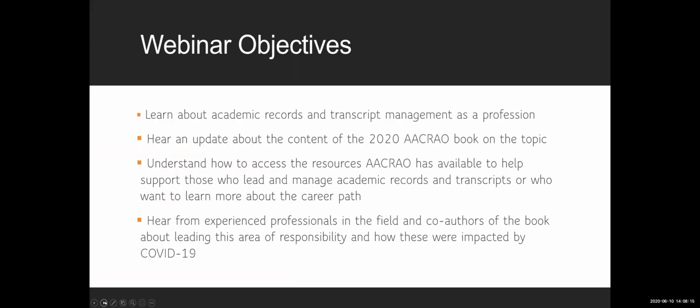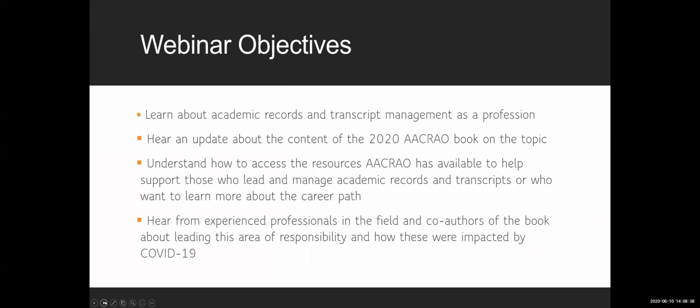The objectives today are to learn a bit about academic records and transcript management as a profession, to give you some updates about the book on the topic, and to discuss a bit about the many ACRO resources available to you to help you manage, understand, and learn about the profession of academic records management and transcript management.